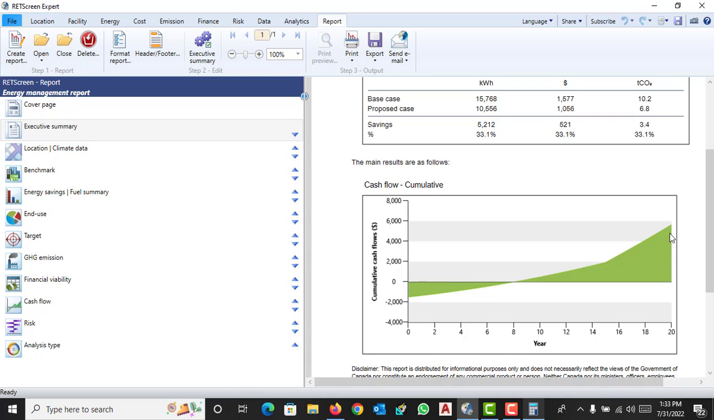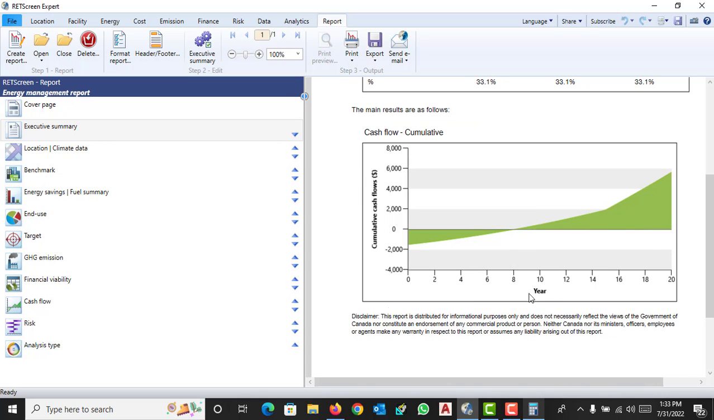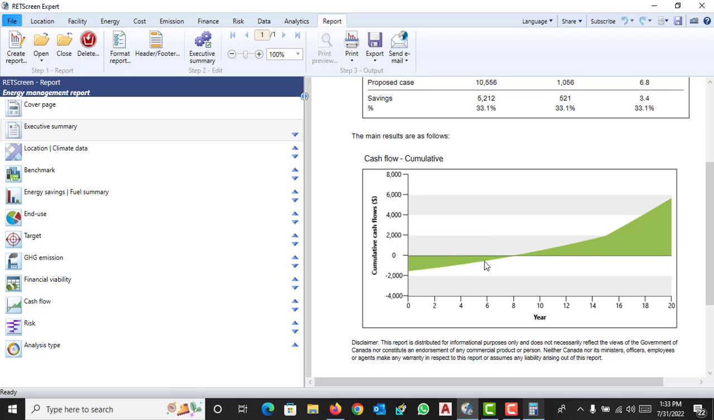The graph has changed, and here there are different types of charts. This is the cumulative cash flow, and this is the year. In these 8 years you will recover 2000, and in 20 years it will take some years to get back the whole investment that you made in the proposed case.